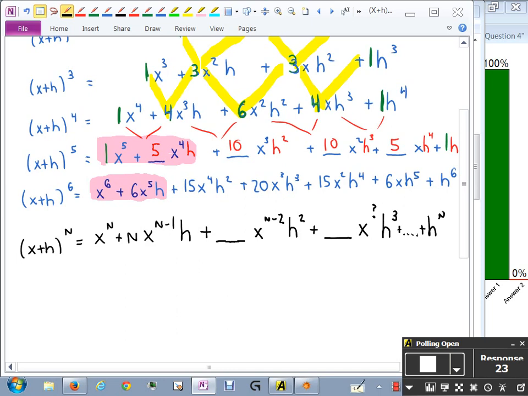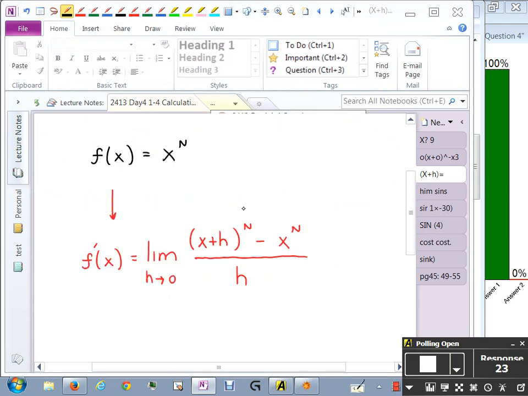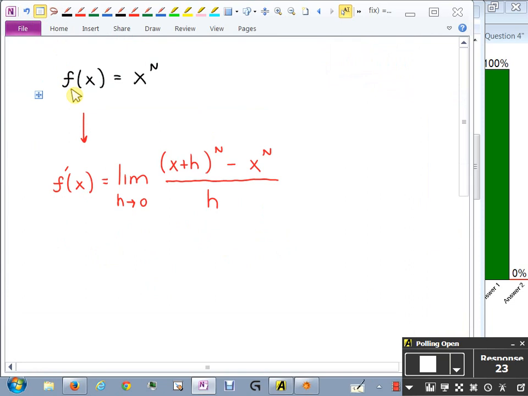Now let me take that back to where we were in this problem. If I can find where I was. So this is now going to become the limit as h goes to 0 of, well, let me write that top left out. It's going to be ugly. X to the n plus n x to the n minus 1 h plus something that I didn't know, x to the n minus 2 h squared plus a bunch of stuff down here, right? All the way till I get to what? H to the n. That's just this top left corner.